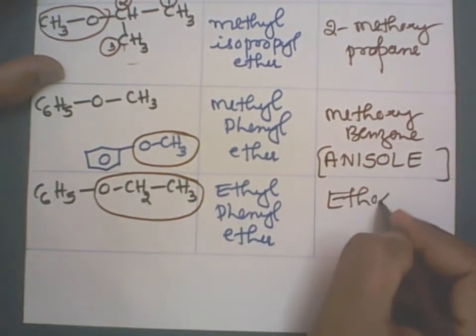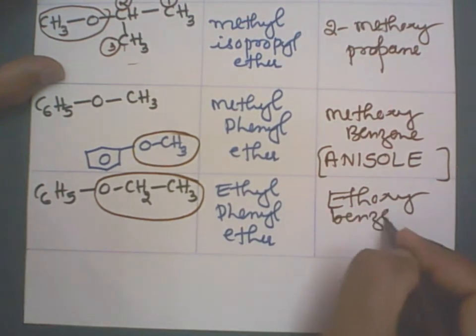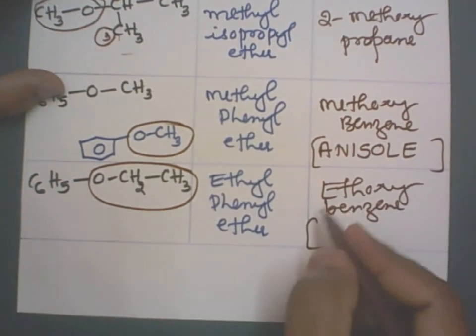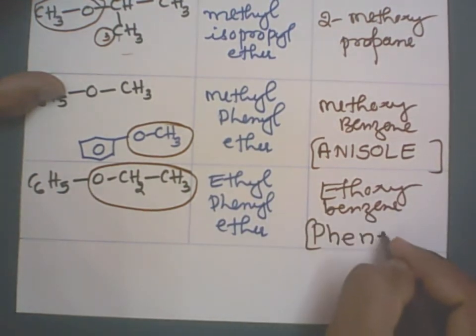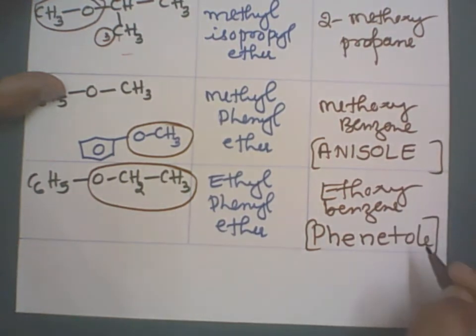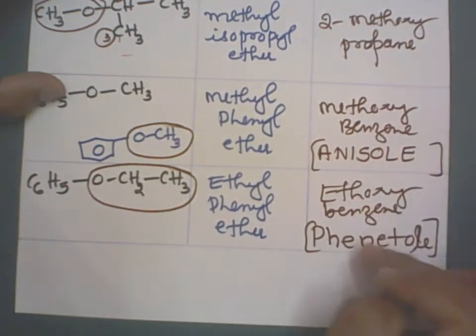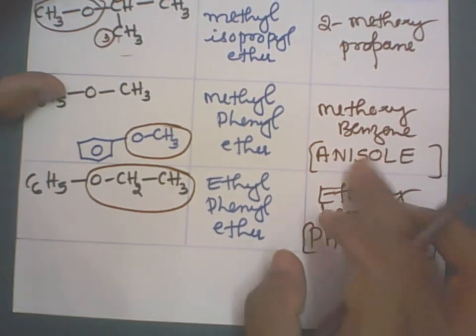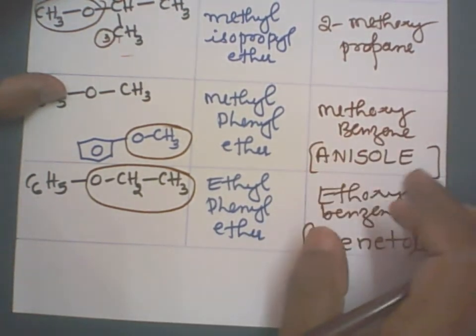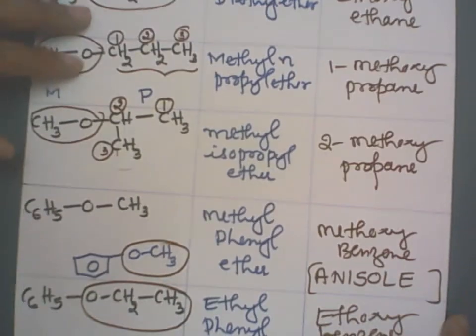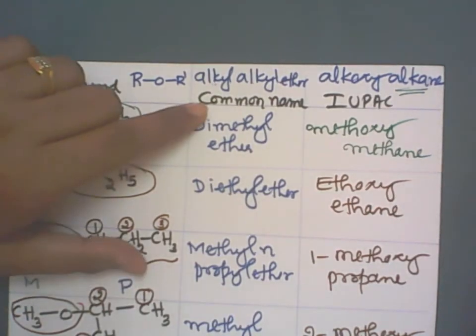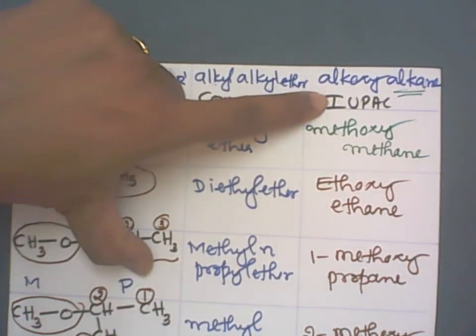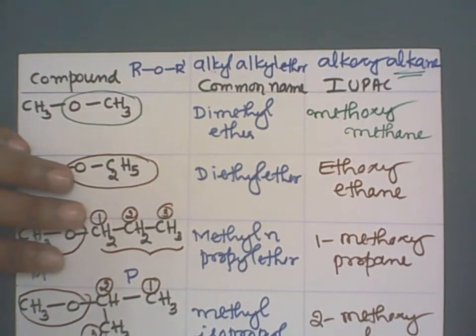Next one, ethoxy. Correct. This is ethoxybenzene. And here also there is a common name of this compound. This is known as the phenetole. Okay, so phenetole it is. Clear? So commonly anisole and phenetole we'll come across in the chapter. We are going to study the reactions of the anisole separately. Okay, clear? So this is the IUPAC and the common name of the compound. Remember, common names are alkyl ether and IUPAC names are alkoxyalkanes, right?